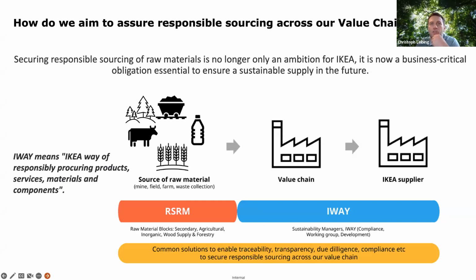So how do we aim to assure, in general, responsible sourcing across our value chain of our raw materials and ingredients? I think it's important to notice in the beginning that securing these responsible sourcing practices of raw materials is not anymore only an ambition for IKEA, but it really is a business critical obligation and is essential to ensure sustainable supply in the future.